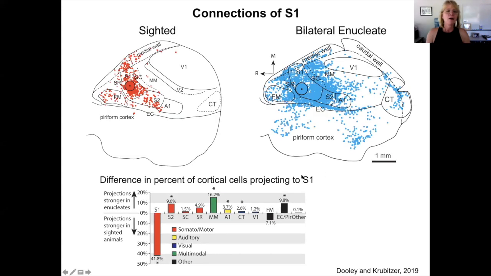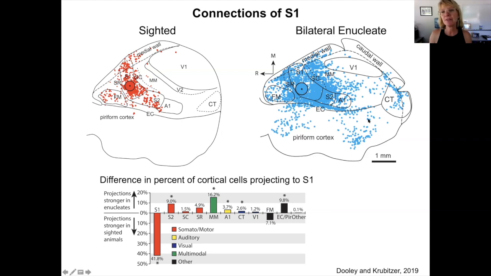So what we did is we put anatomical tracers into the primary somatosensory cortex in sighted animals and P4 enucleates. This circle right here is the center of an injection of an anatomical tracer, and this is a reconstruction. And these little tiny dots are retrogradely labeled neurons, which means this area FM is projecting to this portion of S1. S2, these little cells in S2, they're projecting to S1. And so you don't have to be, again, a neuroanatomist. This is just a simple visual matching task. You can look at this and say, okay, S1 is predominantly getting projections from other somatosensory regions. But there's really, really widespread projection pattern in the bilateral enucleates.